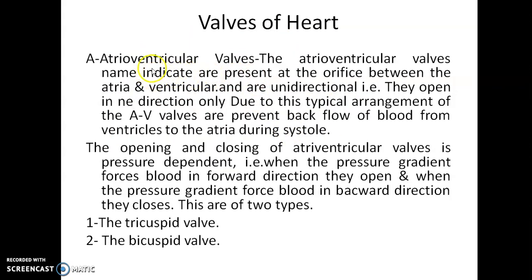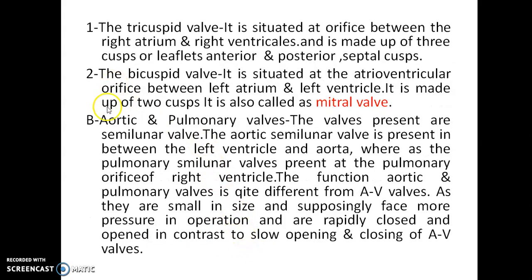There are four types of valves present in our heart. First are the atrioventricular valves, of which there are two types. First is the tricuspid valve, which is present between the right atrium and right ventricle. The bicuspid valve is present between the left atrium and left ventricle. Then there are the aortic and pulmonary valves, which are another two types. First is the pulmonary valve, which is present between the right ventricle and the pulmonary artery, and prevents the backflow. The aortic semilunar valve is present between the left ventricle and the aorta.